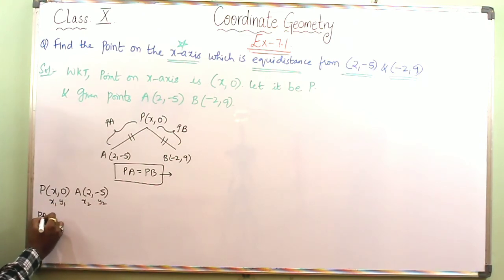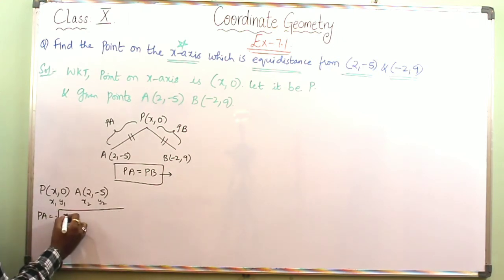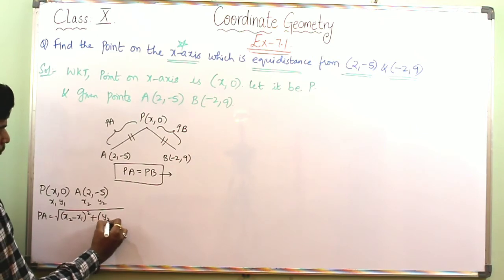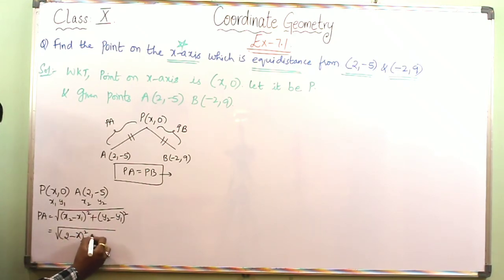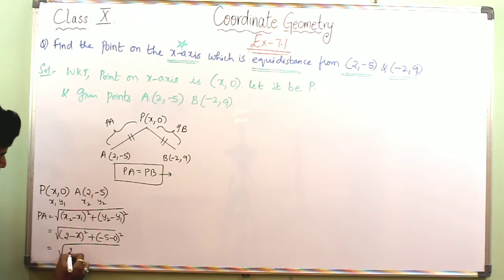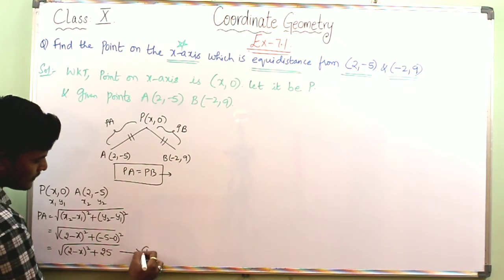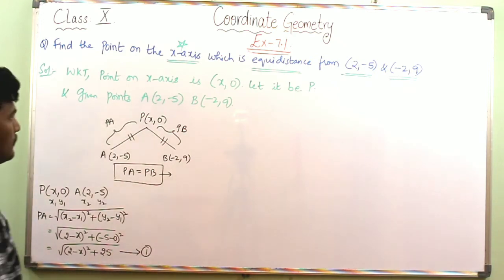Name the points as x1 y1 and x2 y2. Now PA is nothing but the distance between 2 points, given by square root of x2 minus x1 whole square plus y2 minus y1 whole square. This implies x2 is 2, so 2 minus x whole square plus y2 is minus 5 minus 0 whole square. This is equal to 2 minus x whole square plus 5 square will become 25. Let us name this as equation number 1.